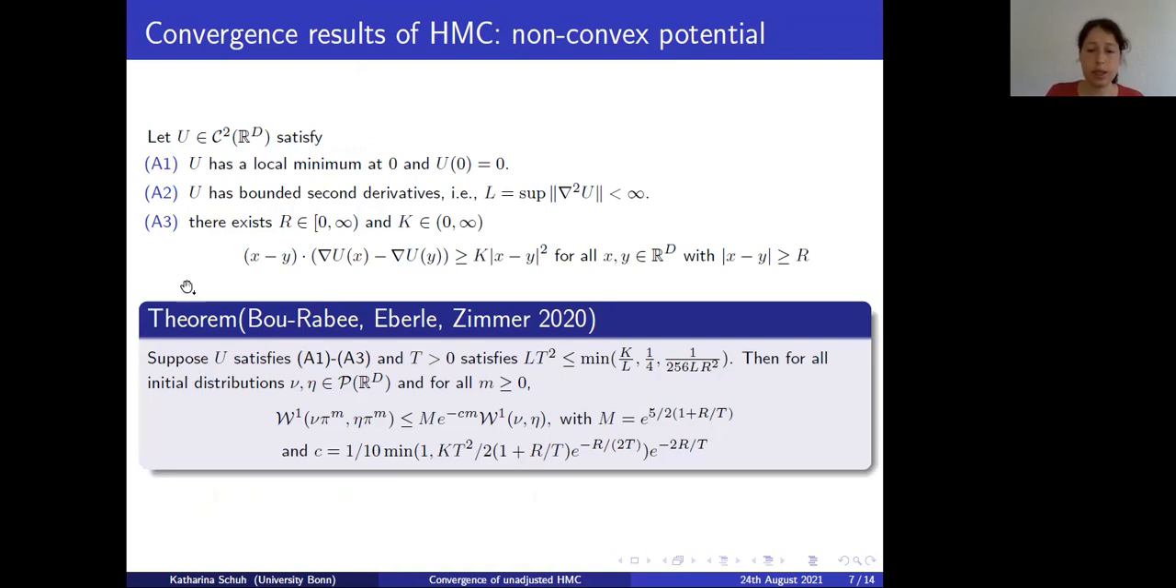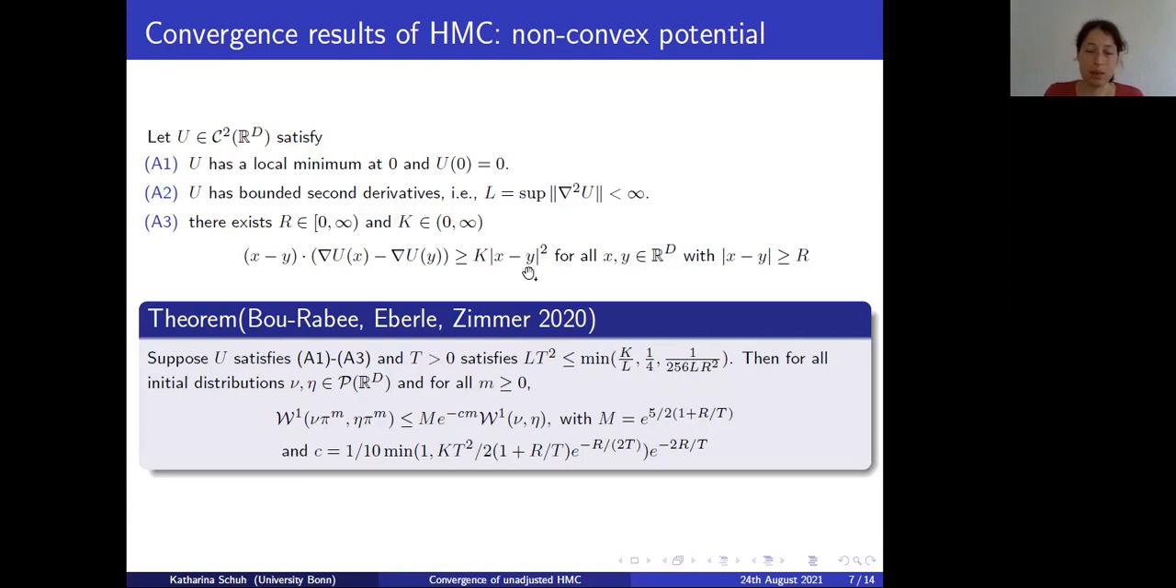And with these conditions, they showed that if T is sufficiently small, they have contraction in Wasserstein 1 distance, here they have some additional factor M in front of it. And this condition on T is just, okay, we had this 1/4 before. This part can be interpreted as some condition number. And this part here measures in some sense the non-convexity.